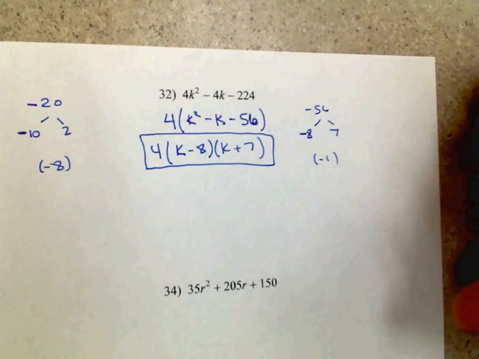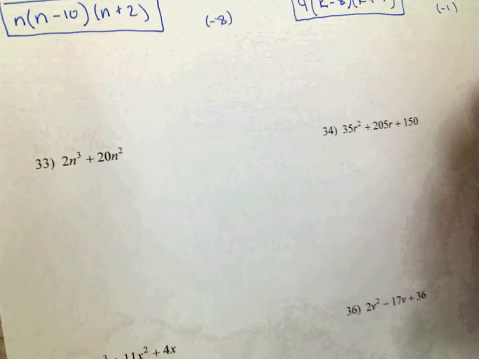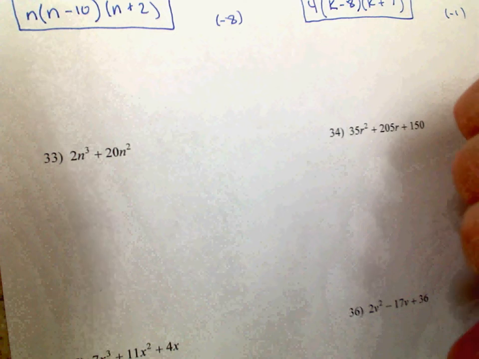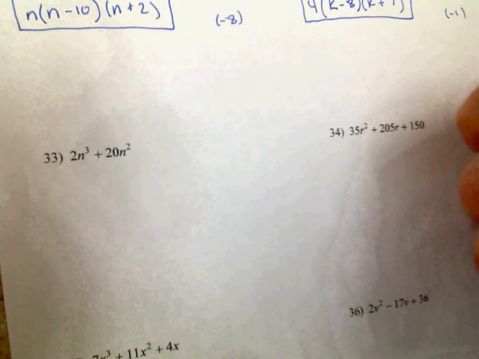33. Only have two terms here, so I can't really factor like I've been factoring anyway, so your best bet is just to see, do they have anything in common? If they do, take it out, and you're probably good to go.